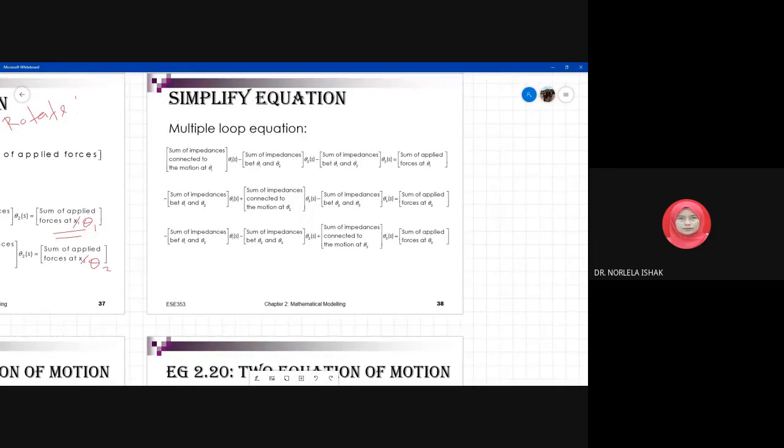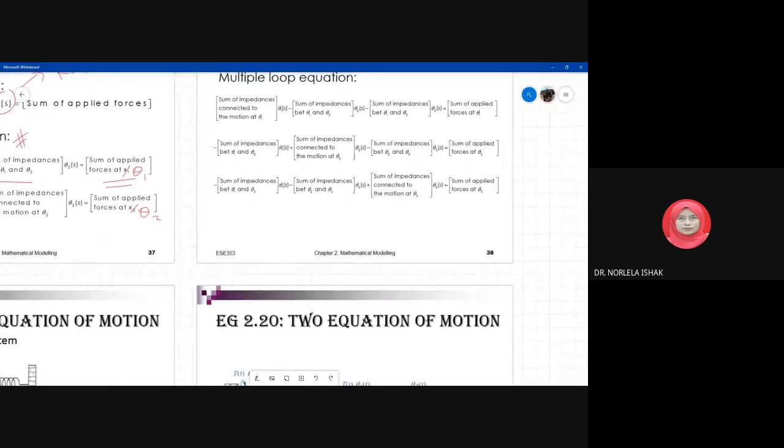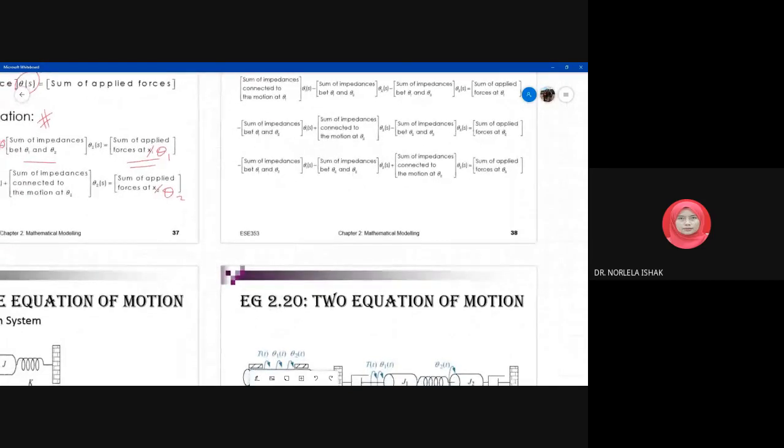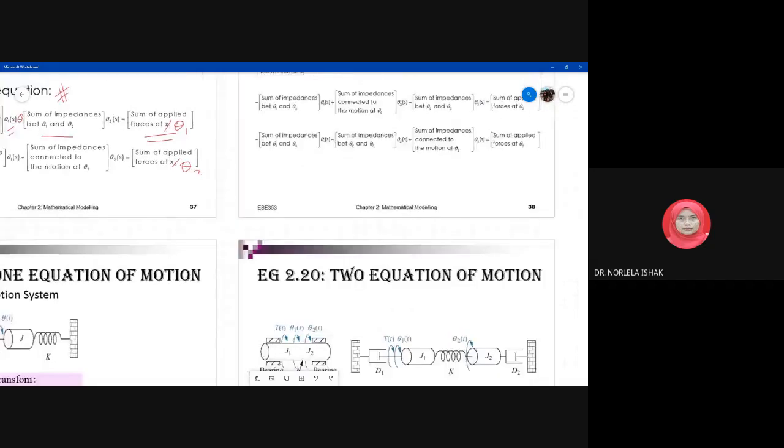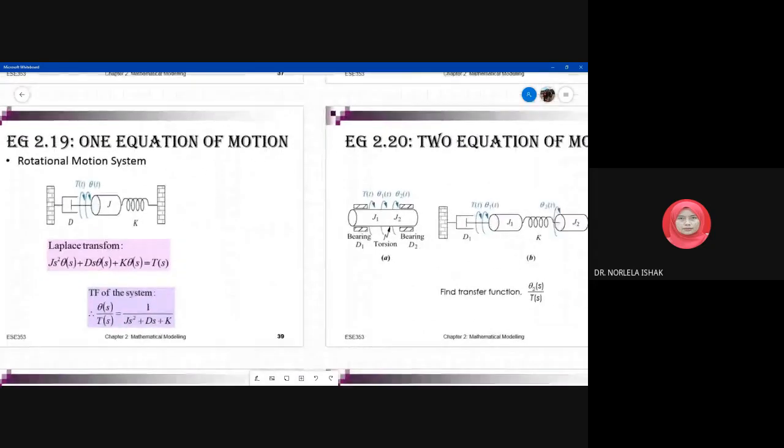For multiple loops, meaning three loops or more, it is the same as how you define and simplify the equation based on mesh analysis: the sum of impedance multiplied by the angle, the angular displacement, at that point. Okay, an example.